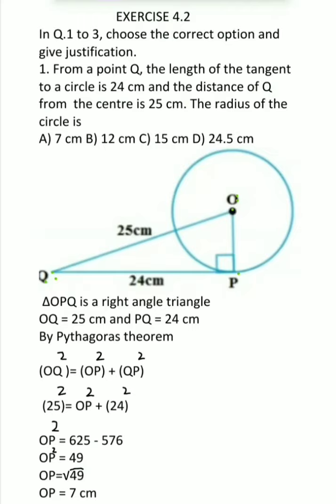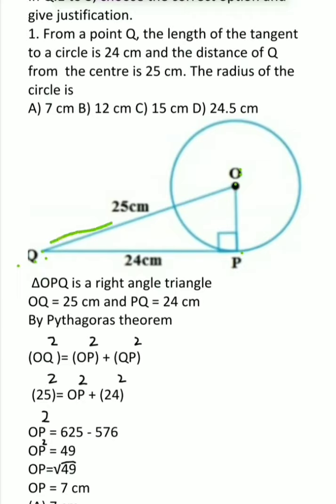See, first I have written OPQ is a right angle triangle. By Pythagoras theorem, what we know here is hypotenuse square is equal to the sum of the other two side squares. OQ square is equal to OP square plus PQ square. Here the unknown is only OP. Two sides are given. Now OQ equals 25 square, OP you keep as such, and QP is equal to 24 square.